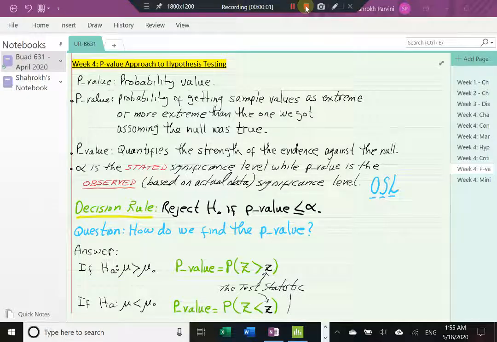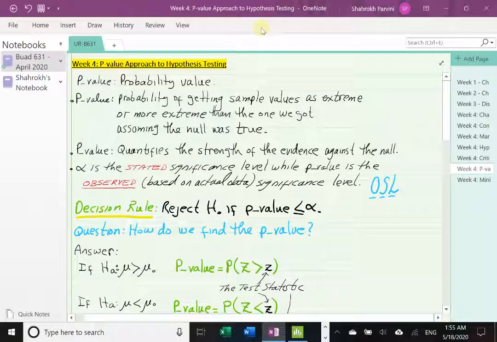Okay, we're back. Now, continuing on in chapter 4. In the previous video, we looked at the critical value approach to hypothesis testing. In this segment, we're going to look at the second alternative to that, which is called the p-value approach.